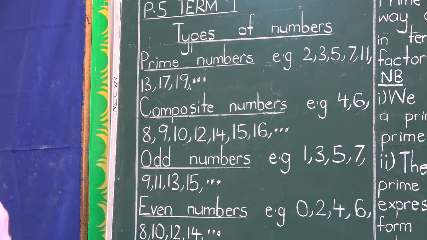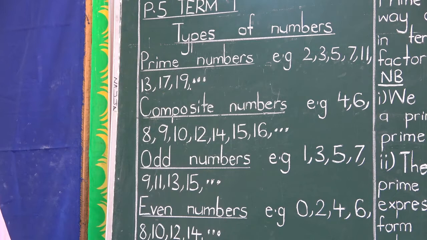Those are said to be composite numbers. We shall see how applicable they will be the other side if we continue together. Please continue watching as we look at the third type of numbers, which is odd numbers.